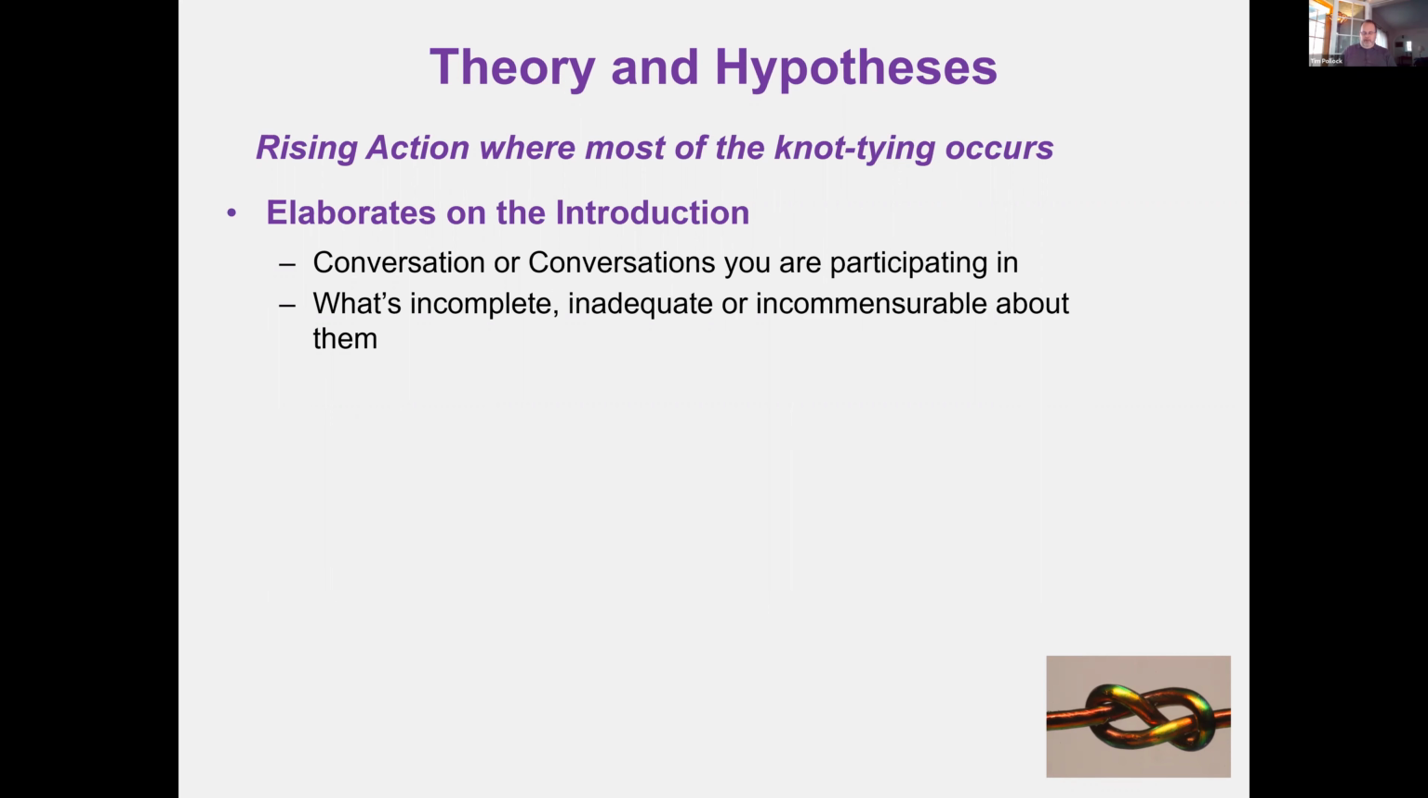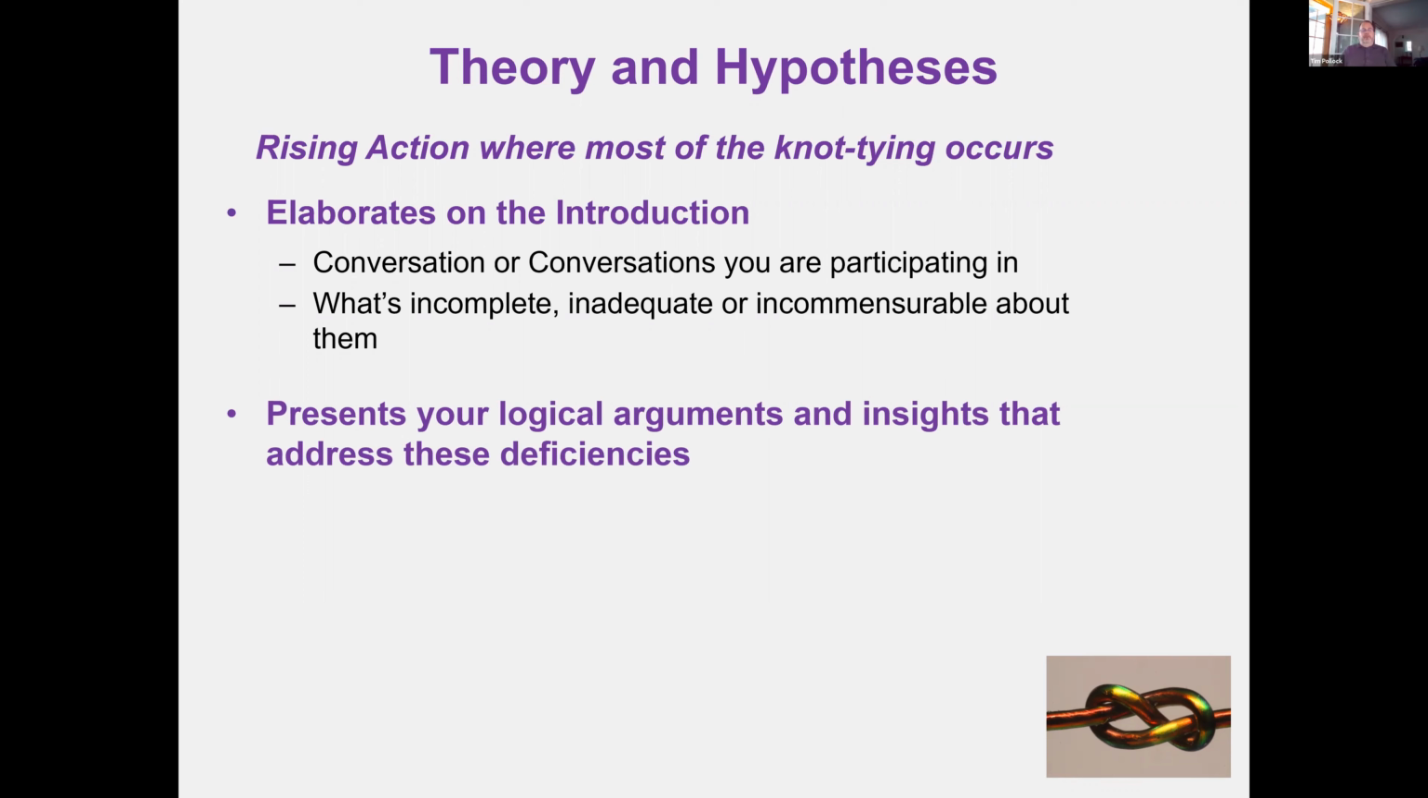This is from the Locke and Golden-Biddle 1997 article that I talk about in my chapter on introductions, and that we also talked about in the FTE that I did, the AMJ editor's column with Adam Grant in 2011, on setting the hook and writing an introduction. You want to continue discussing what's incomplete, inadequate, or incommensurable about these conversations that you set up in your introduction, in order to highlight what your contribution to the conversation is going to be. This section also presents your logical arguments and insights that are going to address these deficiencies. Once you've identified what's missing or what the challenges are in the conversation, this is where you develop the logic and the ideas, and highlight how you are going to go about addressing the deficiencies you've identified.